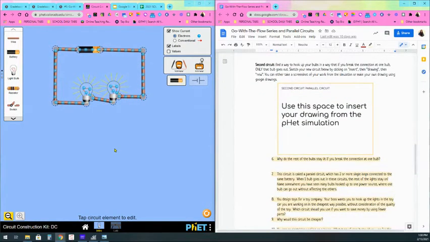Second circuit, you were to find a way to hook up your bulbs in a way that if you break the connection at one bulb, only that bulb goes out. And then you were to sketch your new circuit below by taking a screenshot of your work. So I'm just going to disconnect here and make a simple series circuit with one bulb first. Okay. And now we had to find a way to add another bulb, but not have it go out if we were to open a circuit.